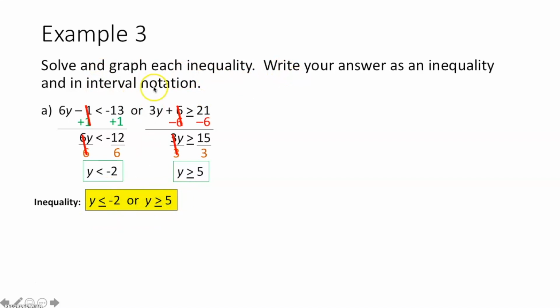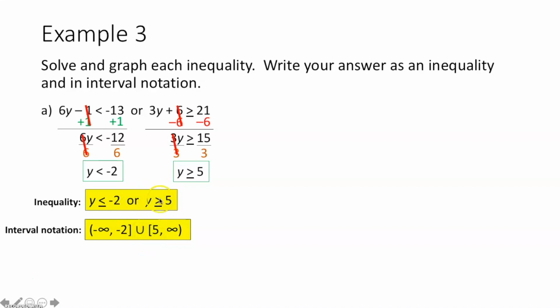Next, I need to write them in interval notation. So here's how we do this. We start with this guy right here. y is less than or equal to -2. That means I want all y values or all numbers less than or equal to -2. So -3, -4, -5, all the way to -infinity. So I'm going to go from -infinity, so parenthesis, -infinity, comma, -2. Now do I put a bracket or a parenthesis? Well, since there's an equal sign right here, I put a bracket. Then I put a U in between them because it's an or compound inequality.